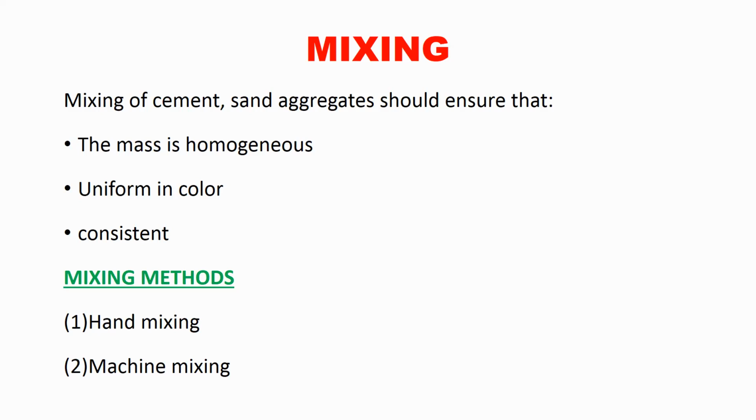When you are mixing the concrete, you should ensure that the mass is homogeneous. What do you mean by homogeneous? The concrete should be properly mixed. It is called homogeneous only when the concrete is properly mixed. When the concrete is homogeneous, it will give a uniform color, and it should be consistent.